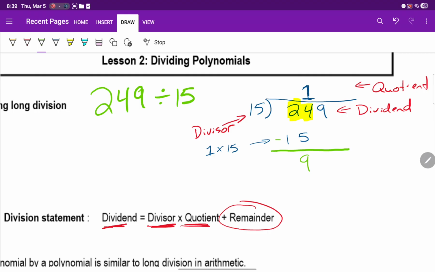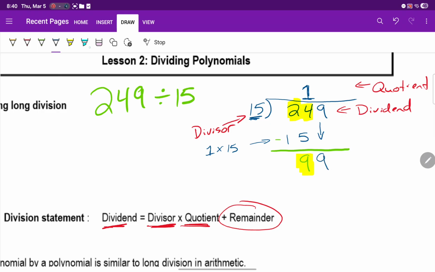Now we go through the whole process again. So that's kind of one iteration of the process. Now what I'm going to do here is check, does 15, so always focusing on your divisor, does 15 go into 9? No, 15 does not go into 9. So what do I need to do? I need to bring my other 9 down here and write it beside.